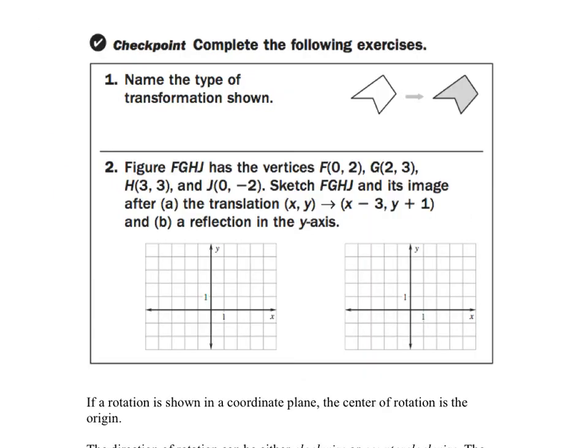Okay, so a little checkpoint. Name the type of transformation shown, and then sketch using the translation and then the reflection in the y-axis. So you can do A here and B here. You can pause the video and go ahead and try that, and then push play to check your answers.